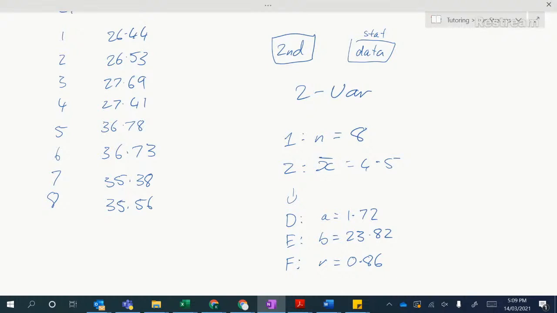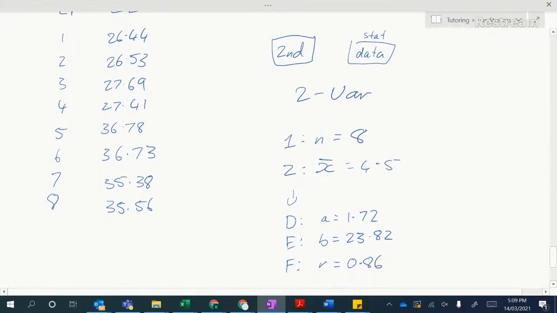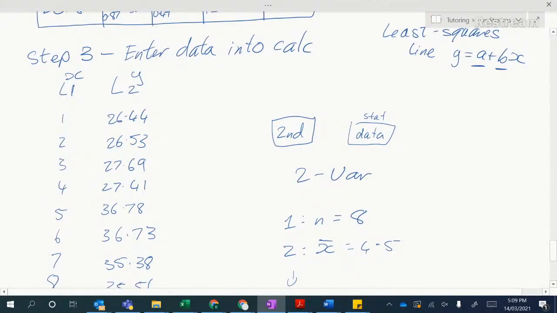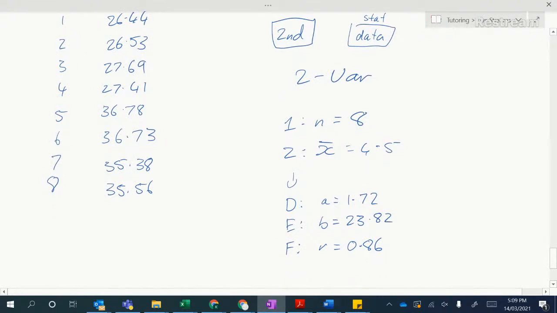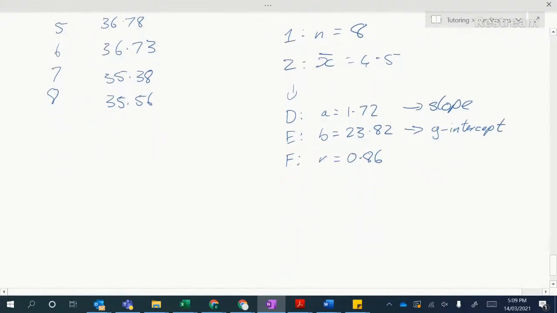So in this case, these two, A and B, relate to our y-intercept and our slope. But unfortunately, they are the wrong way around. So in this case, this is the slope and this is the y-intercept. And then this, of course, is our correlation coefficient.